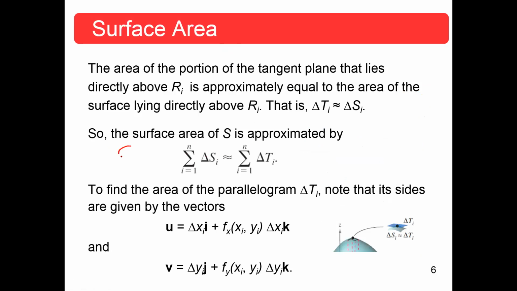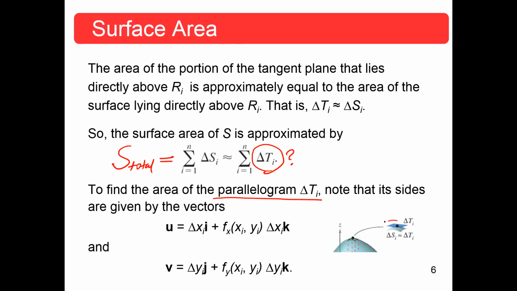And once you add it up, the total area of the surface, which is just the sum of all the delta S_i, can be approximated by the sum of all the tangent planes. So the question is, how do we calculate the area of the tangent plane? Now the tangent plane can be considered as a parallelogram.